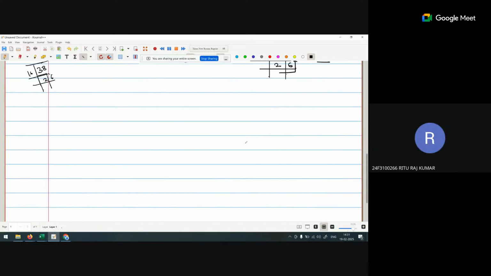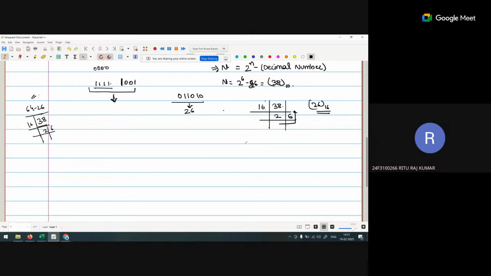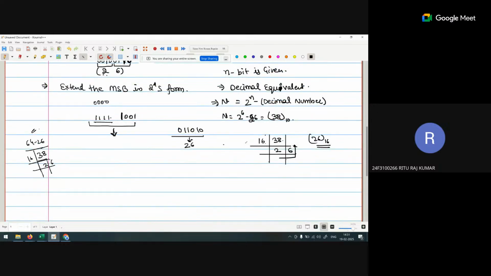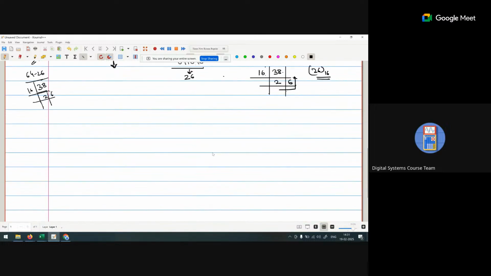Then the decimal conversions are different, sir, because if you convert the same number to decimal, that is 26, and if you use that formula, you get 38. Yeah, it is a 2's complement. If I represent it in 2's complement, it becomes 26. Like for example, I am just taking that.